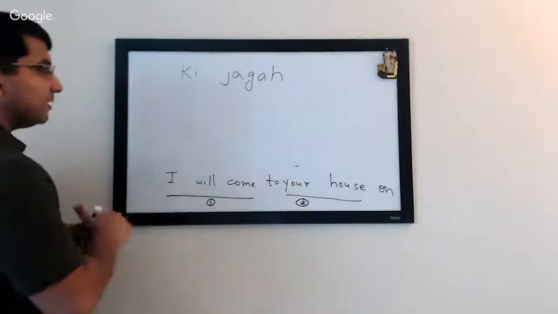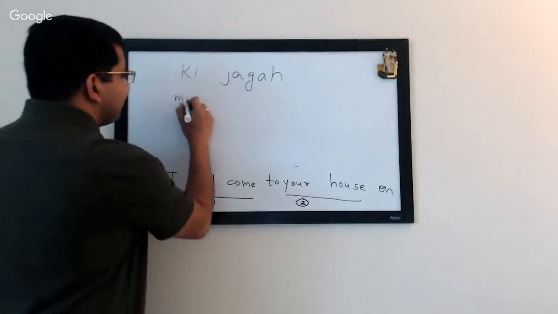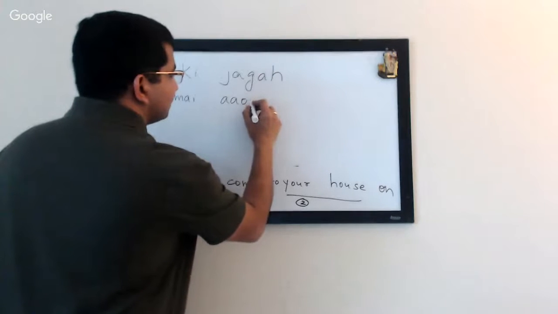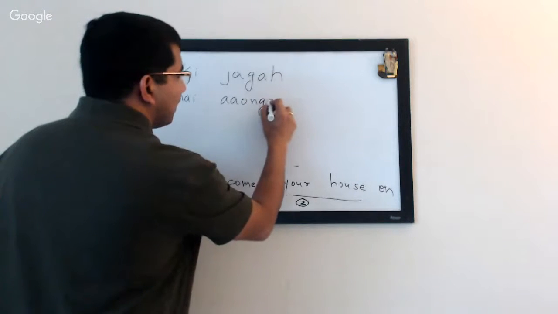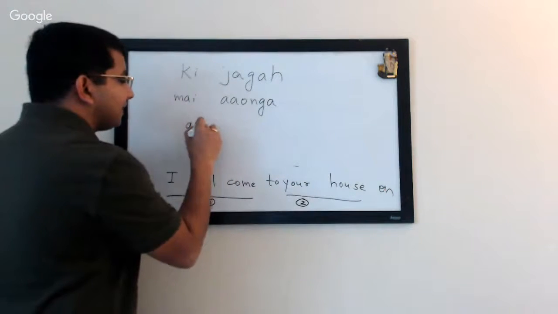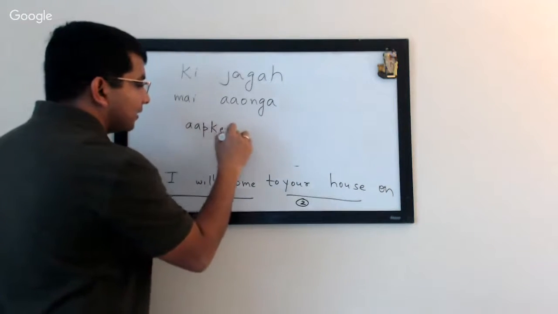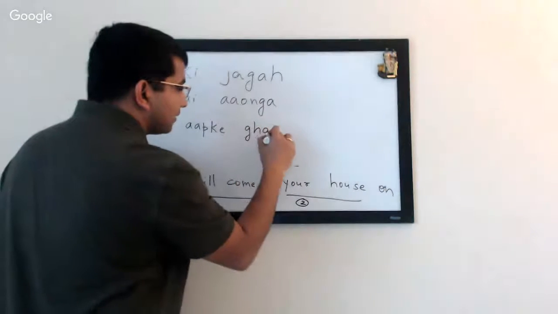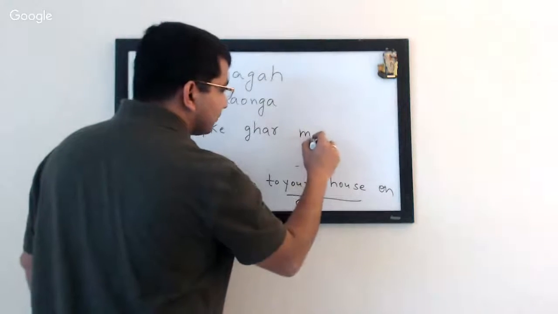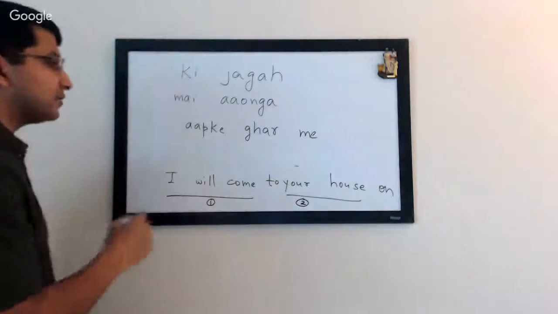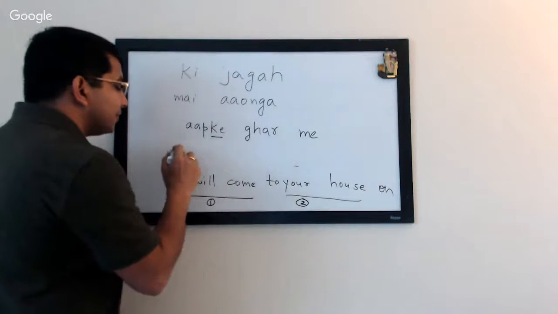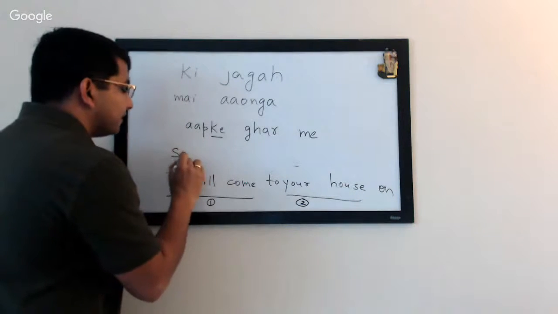The first one is I will come, which is मैं आऊंगा और मैं आऊंगी. Right, I will come to your house: आपके घर. आपके घर में और आपके घर को. Right, आपके घर में, that's why it's आपके. Okay, and then the last one, as I told you, it's Saturday की जगह.